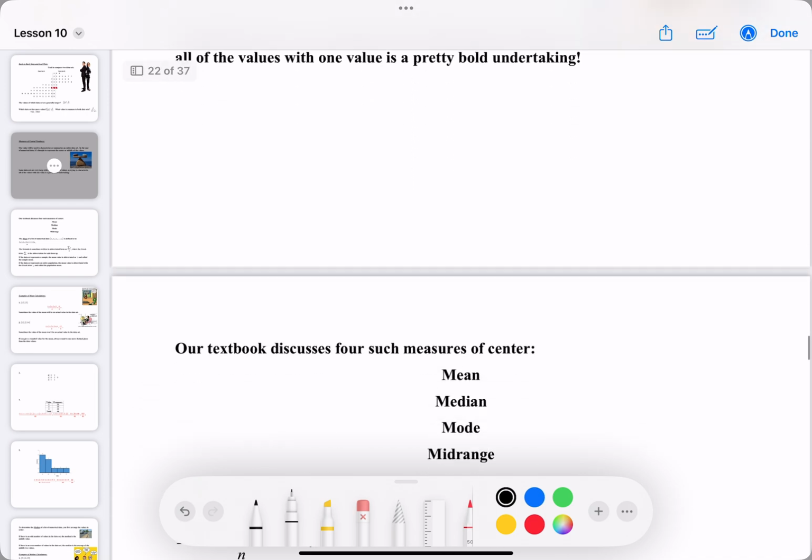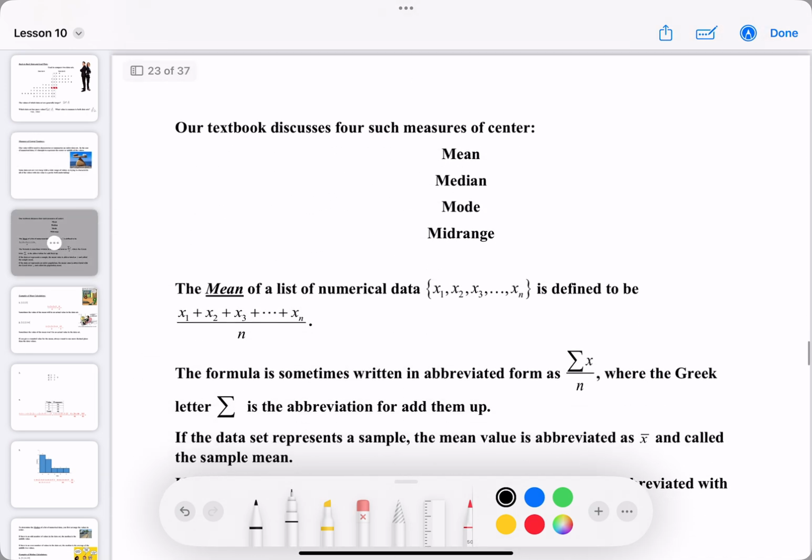So let's see what value can represent the center of the data set or represent the whole data set. Our textbook discusses 4 such measures of center. The first one is mean, the second one is median, then mode, and mid-range.